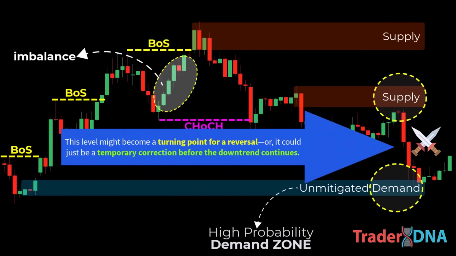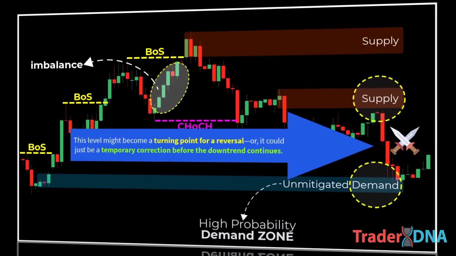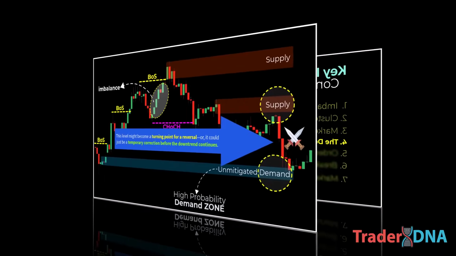This level might become a turning point for a reversal, or it could just be a temporary correction before the downtrend continues. And here's the final takeaway. We can't control what the market does next, but we can prepare for every possible scenario and let the chart tell us where to strike.